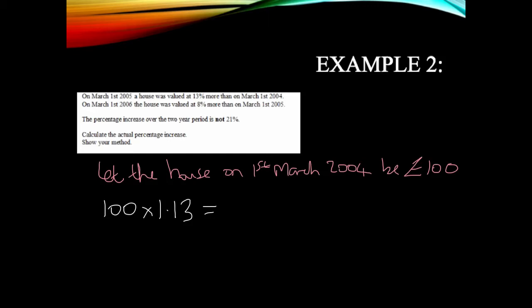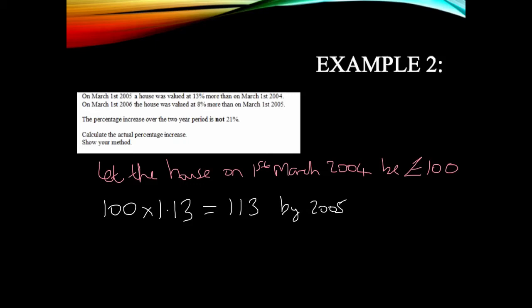Here we go, 13 hundredths. I'll do this on my calculator. So 100 multiplied by 1.13. I really shouldn't have to. It should be quite obvious what our answer is going to be, but we'll see. 113. Okay, hopefully you spotted that before I did. And the next time something's going to happen, it's increased by 8%. Now, that was at the end of year 1. So this is now by 2005.